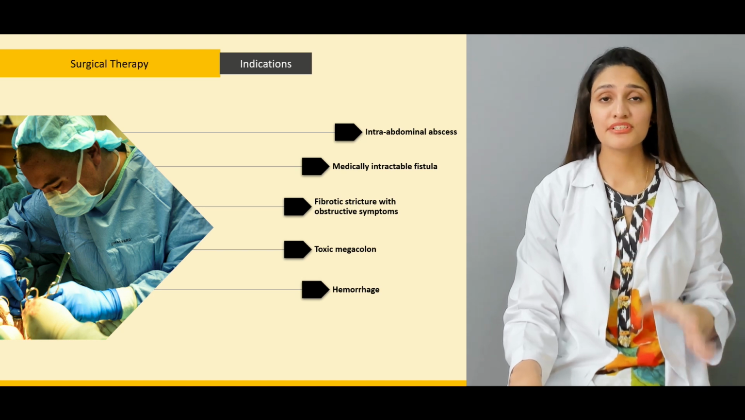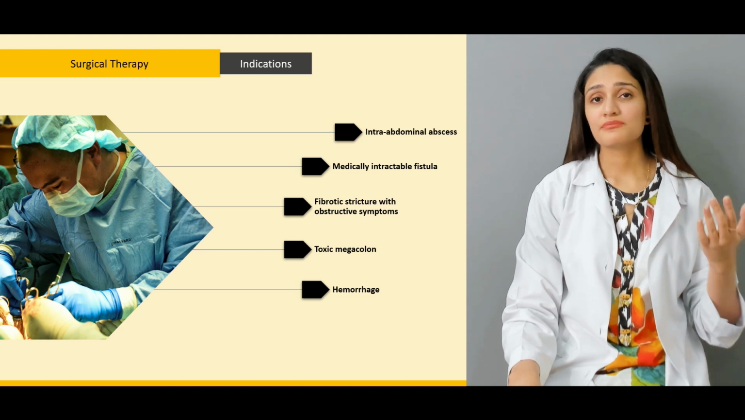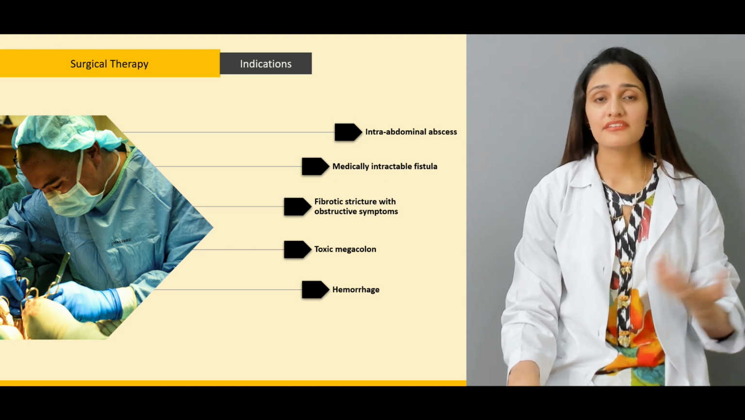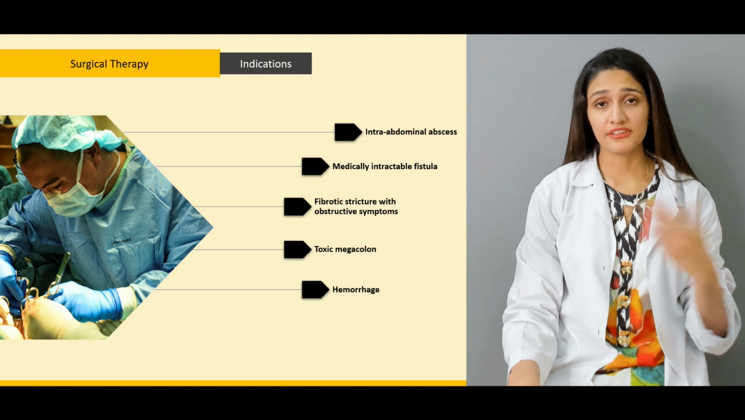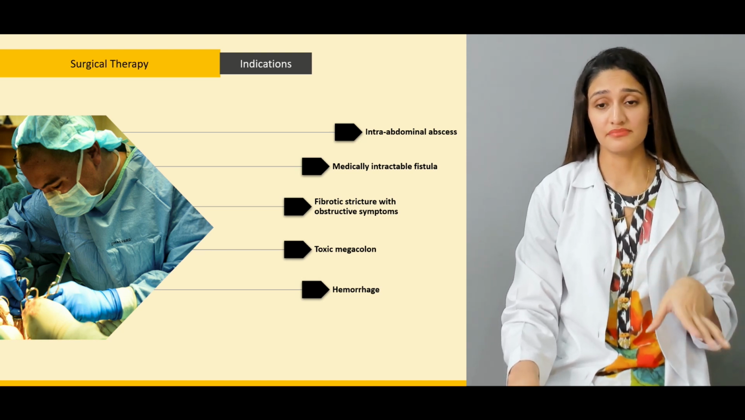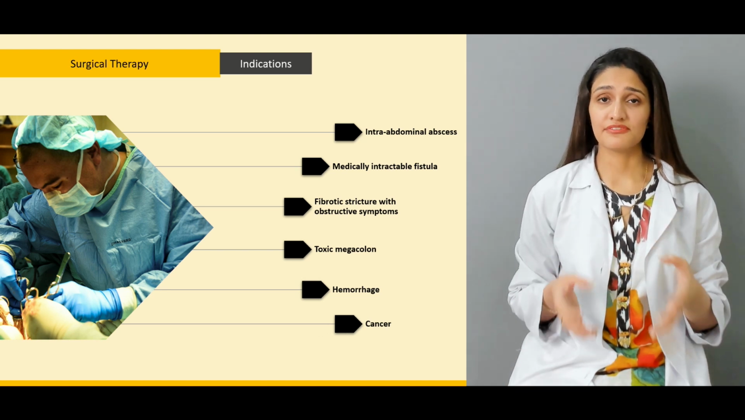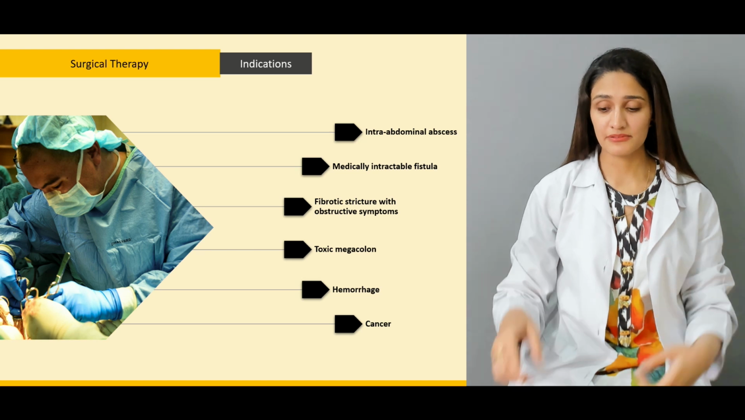If there's any hemorrhage, if the patient presents with bleeding in their stool, whether it's dark, occult, or red blood, we need to figure out where the bleeding is from, and we need to treat it right then and there. And lastly, if the patient has cancer, we have to go through surgical therapies.